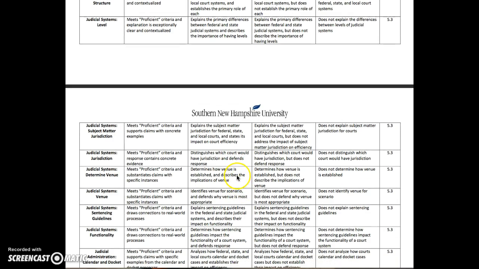Venue, you guys did a pretty good job on venue and the implications of venue. Venue can be unique in this particular case because the crime occurred in Washington, D.C., for example, but our suspects were captured in another state. The venue, obviously, for the bank robbery is where we need to get our bank robbers back to.